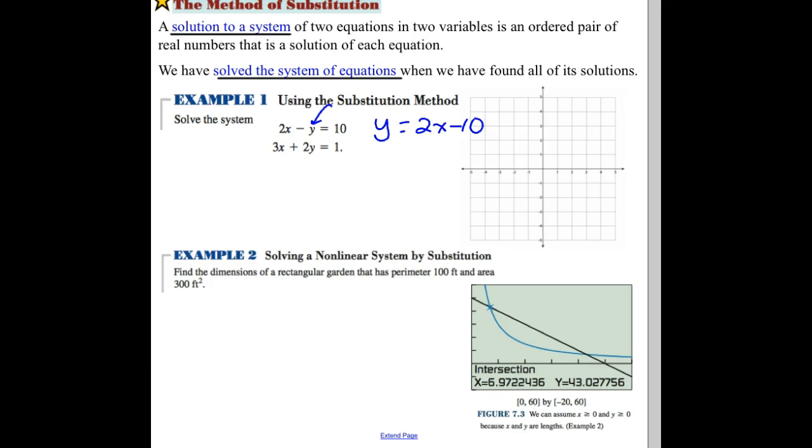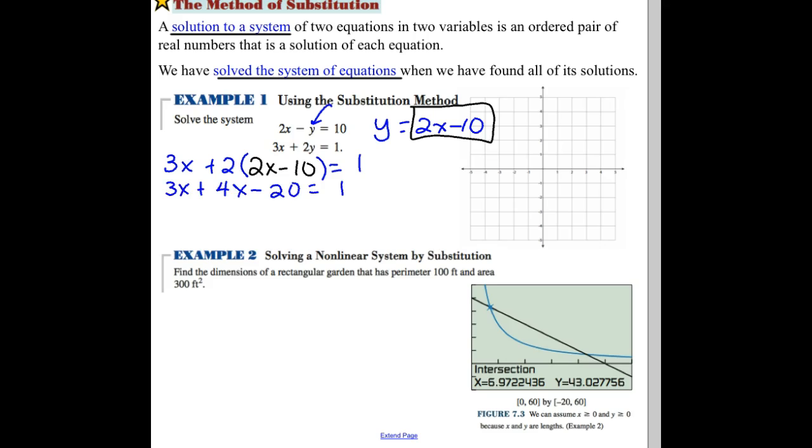All right, and now we're going to do a substitution. So I'm going to take my second equation, which was 3 times x plus 2 times whatever y is, and it has to equal 1. And I'm going to make a substitution, and in place of y, I'm going to plug in the 2x minus 10. Okay? And then we just have an algebraic equation to solve. 3x plus 4x minus 20 equals 1. That would be 7x equaling 21, and x would have to be a 3.